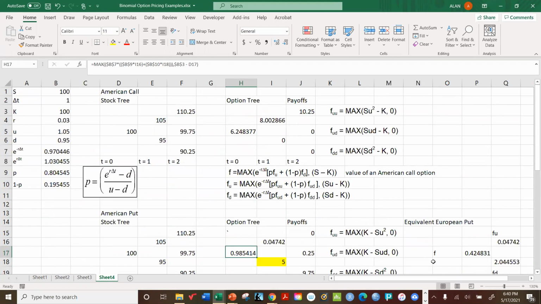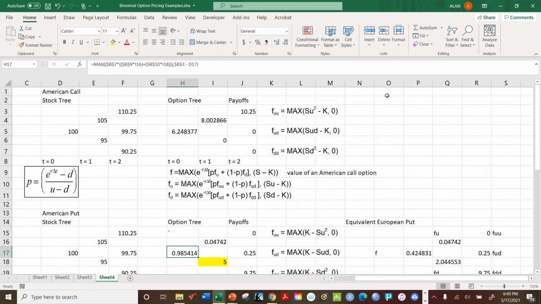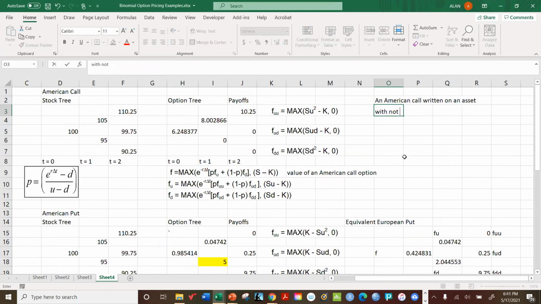Now, here's a helpful hint, and we mentioned this when we were looking at the boundary conditions. I'll just throw this in here as well. An American call, that is, written on an asset with no underlying cash flows is never optimally exercised early. Okay, so therefore, it will always have the same price as the equivalent European call. And that's exactly what happened here.